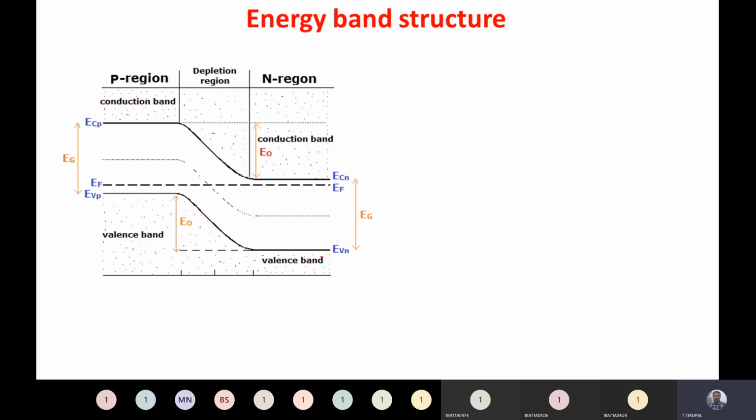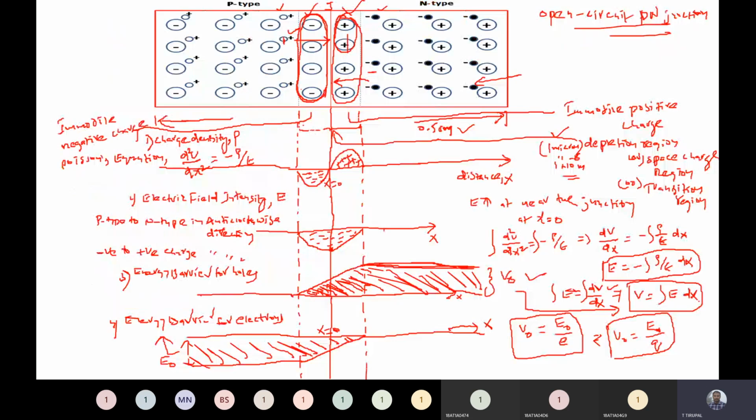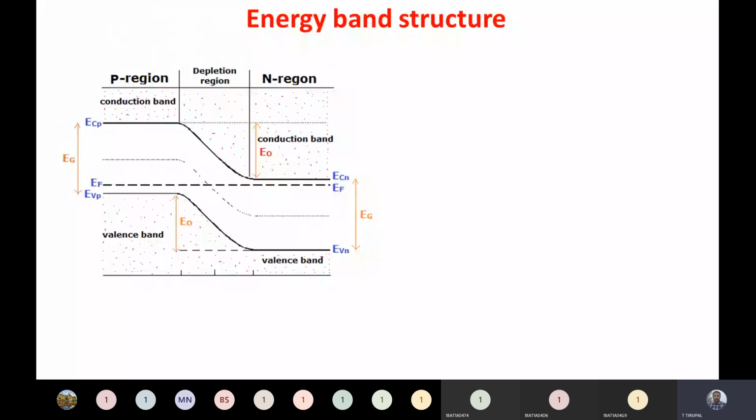Let us go with energy band structure. Energy band structure of PN junction. What is the energy band structure of PN junction? This energy band structure is like this. Please see this one. This is the P-type region and this is the N-type region. In between P and N, the depletion region will be present.